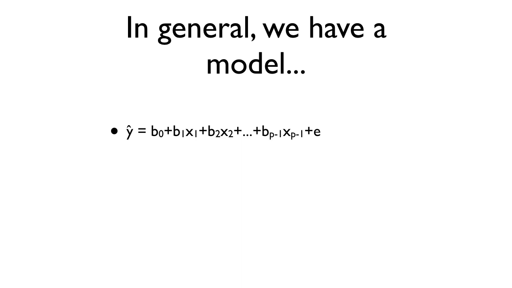So in general, here's y hat. This is the same model as the other day, except we've extended it. Y hat equals b sub 0, what we used to call a, the intercept, plus b1x1, plus b2x2, plus dot dot dot, plus b sub p minus 1 x sub p minus 1, plus e. We have p minus 1 predictor variables. Not p, but p minus 1. We have p terms because we have an intercept.